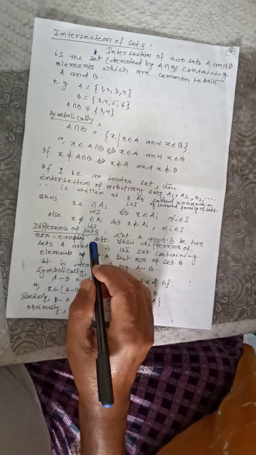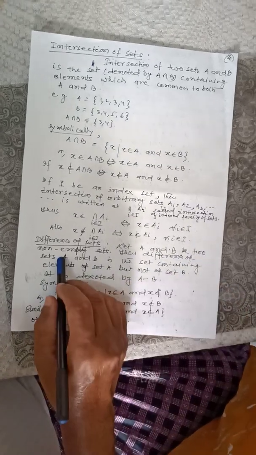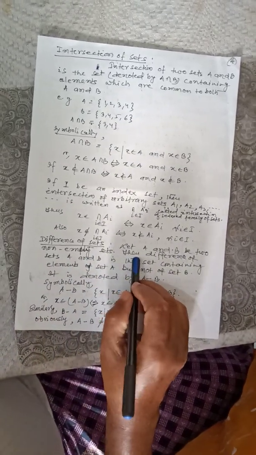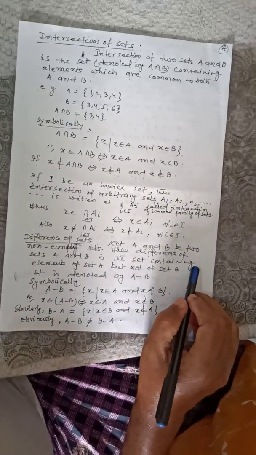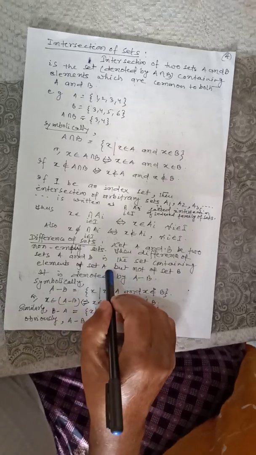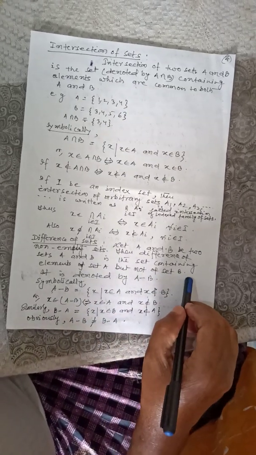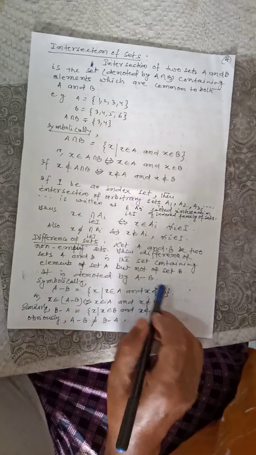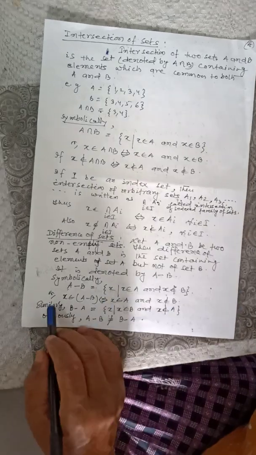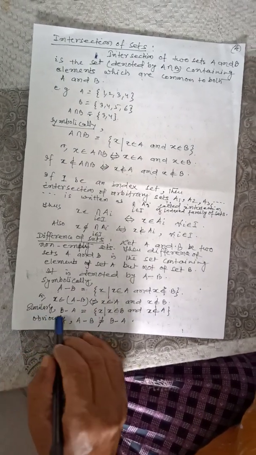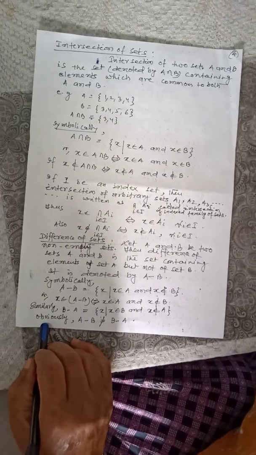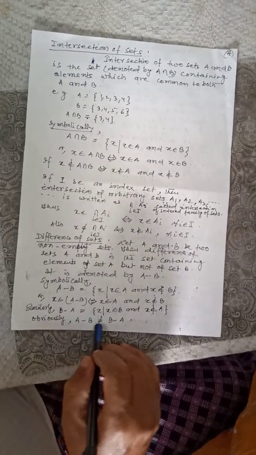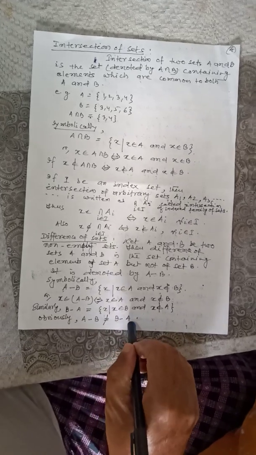Difference of sets. Let A and B be two non-empty sets, then the difference of sets A and B is the set containing elements of set A but not of set B. It is denoted by this symbol. Symbolically it is written as A difference B is equal to x such that x belongs to A and x does not belong to B. Similarly, B difference A is written as this, so obviously A difference B is not equal to B difference A. Thank you.